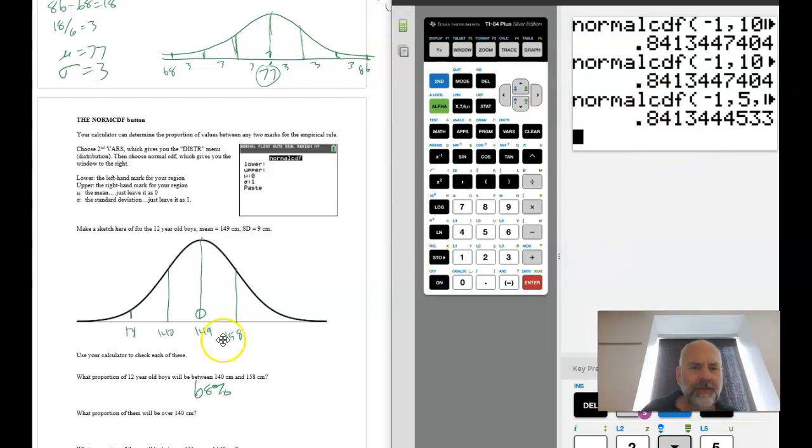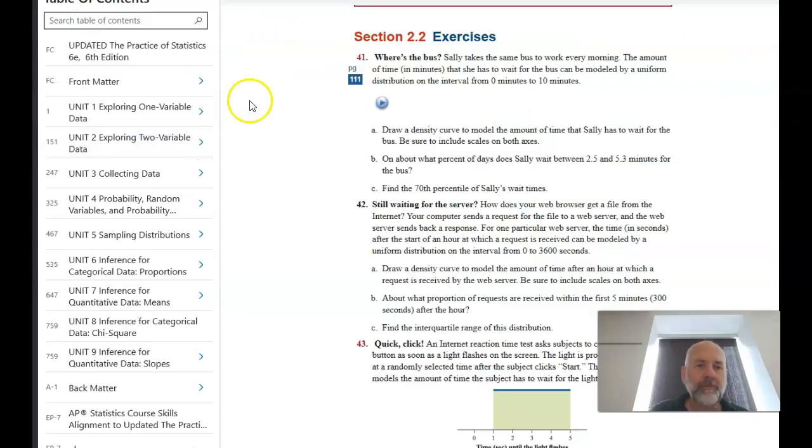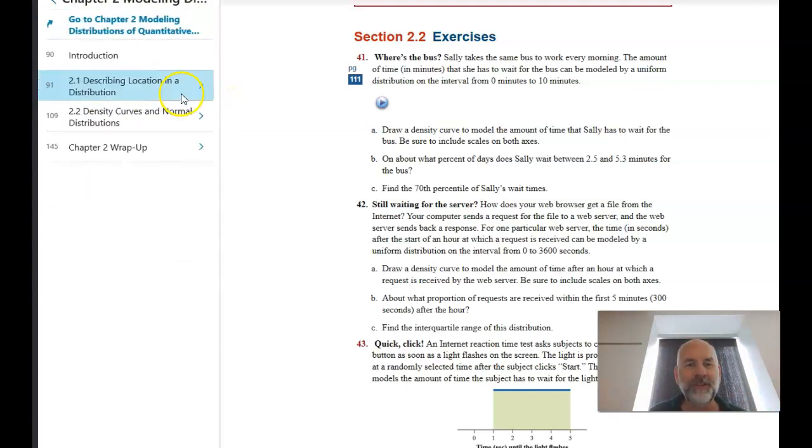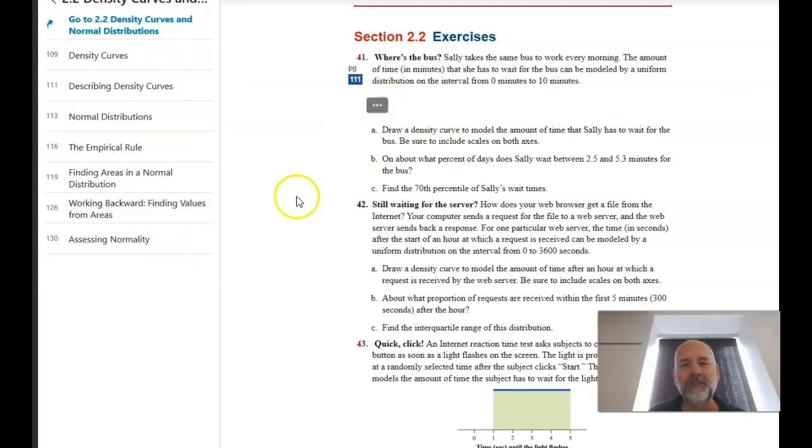Now, actually, let me pause it and let me show you the book really quick just to clarify where you're going to do this. I think I know where it is. So, just one reminder that's kind of a pain about the book. In order to go to chapter 2, you have to start with unit 1. It's kind of a pain. I wish they just had chapters. And there's chapter 2 within unit 1. And then you can go to 2.2 density curves. But finally, we get to the exercises, which are on 138, I think. Why does it say 144 there too? I don't know. I'm not going to ask.